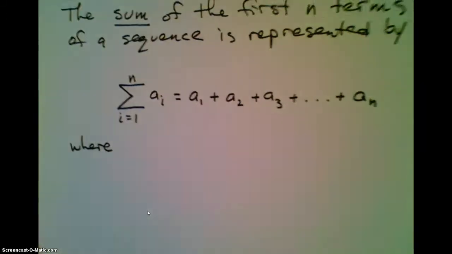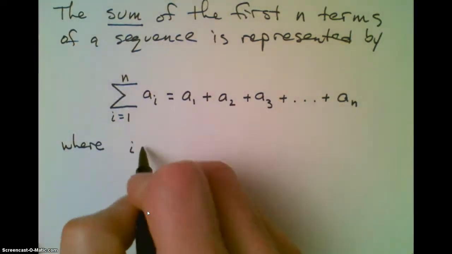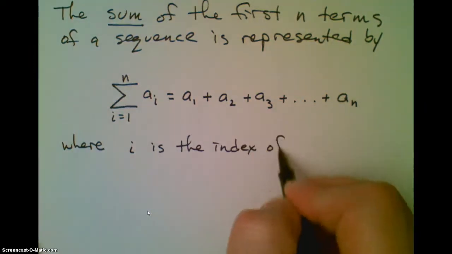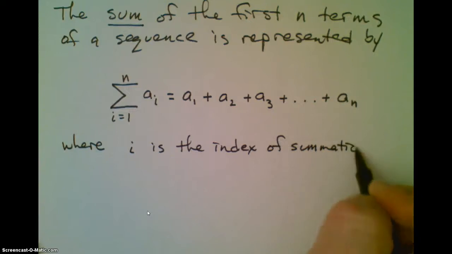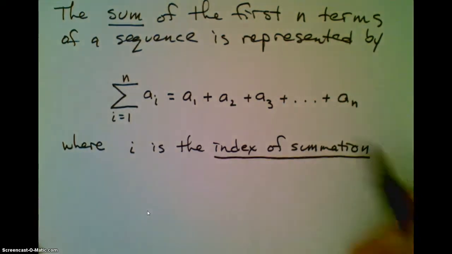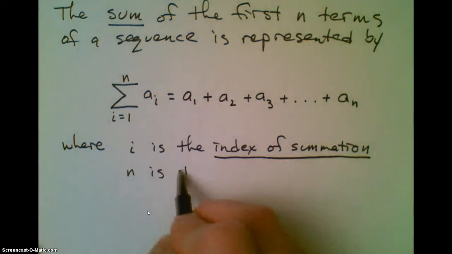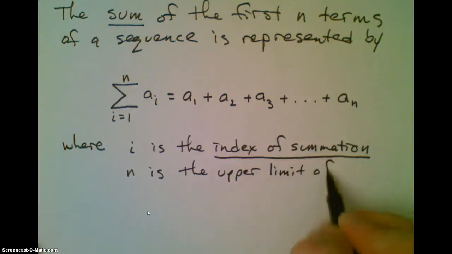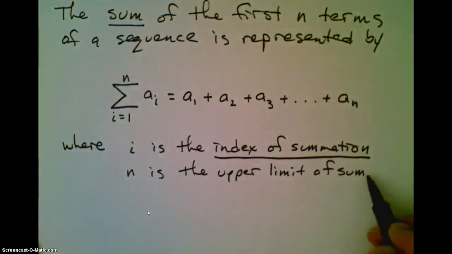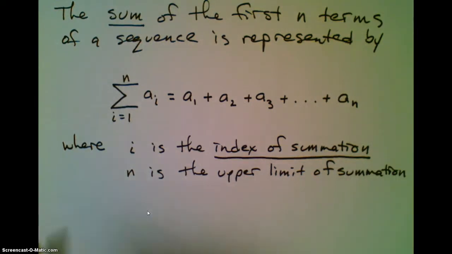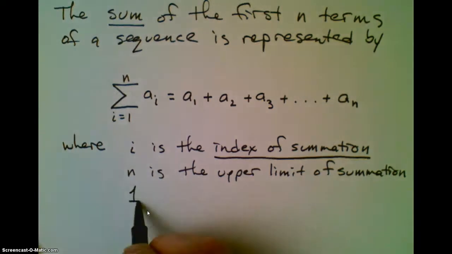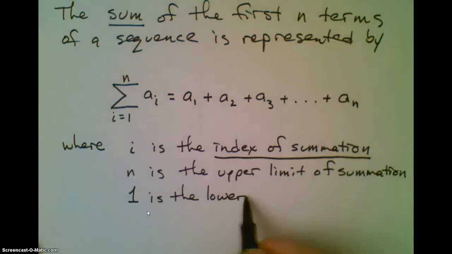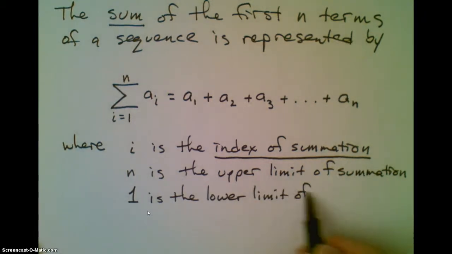Okay, where, so I'll give you the names for each of these different pieces. i is the index of summation. So we just have some vocabulary here. Index of summation. n is the upper limit of summation. And in this case, the number 1, whatever that number is that we're starting at, is the lower limit of summation.